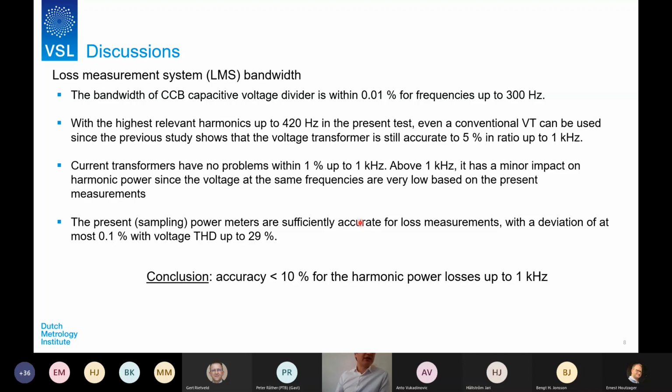For the power meter, it's a sampling power meter, and the study shows this sampling power meter can be very accurate, with a deviation of at most 0.1%, even with a very extremely distorted voltage, about 29% THD. So, to make a quick conclusion here: to measure the harmonic power losses, the accuracy can be better than 10% up to 1 kilohertz.